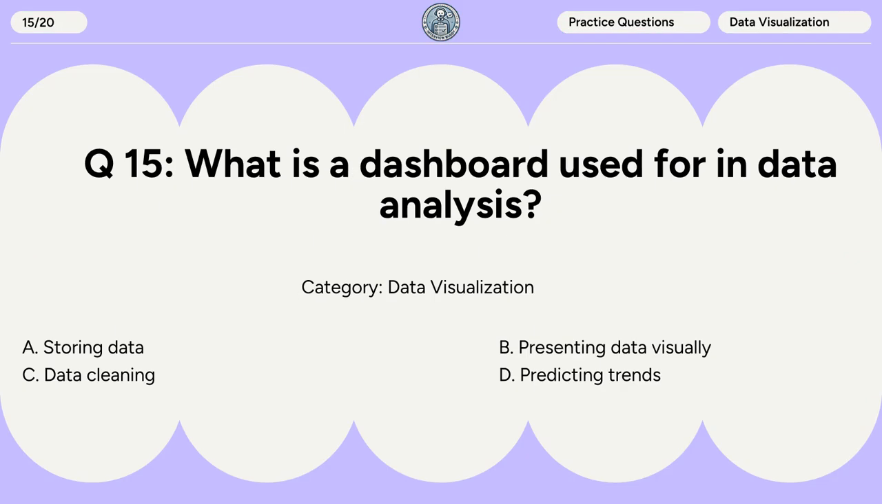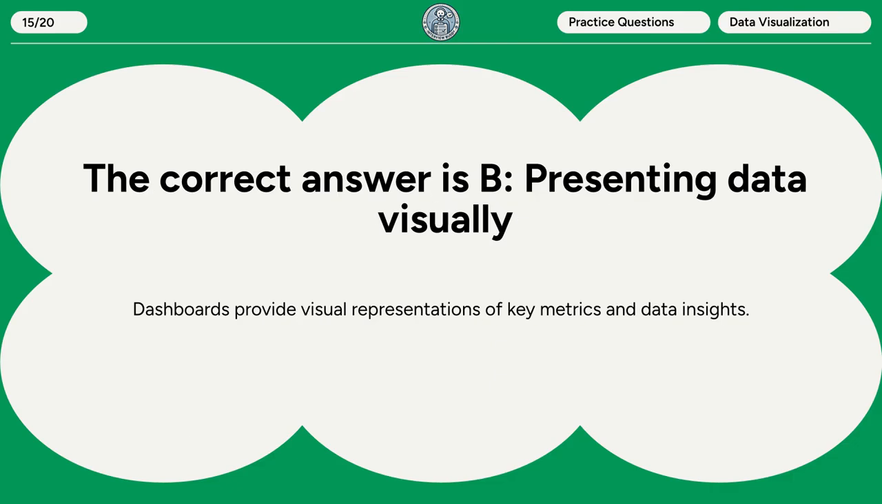Question 15. What is a dashboard used for in data analysis? A. Storing data. B. Presenting data visually. C. Data cleaning. D. Predicting trends. The correct answer is B. Presenting data visually. Dashboards provide visual representations of key metrics and data insights.